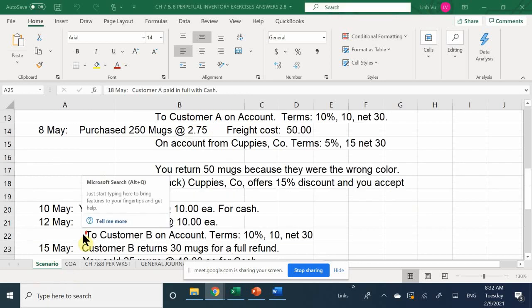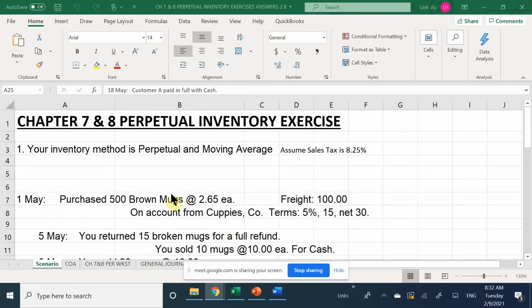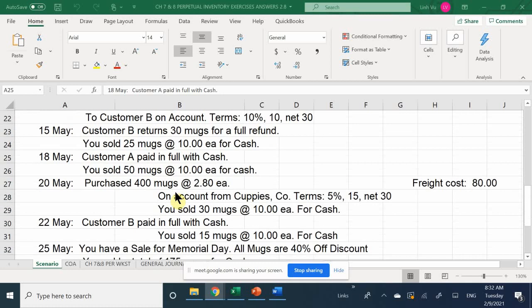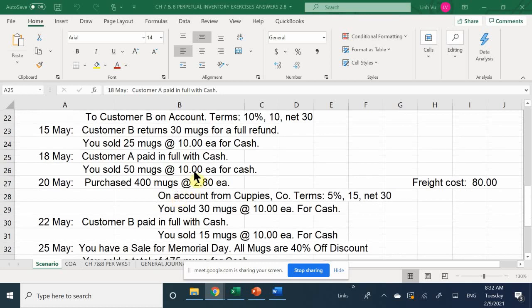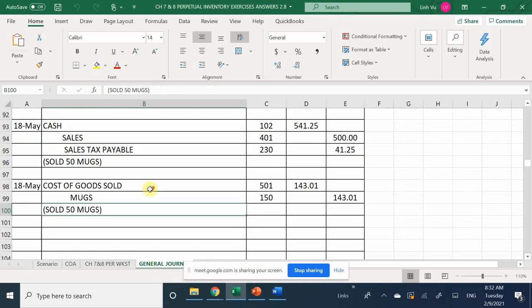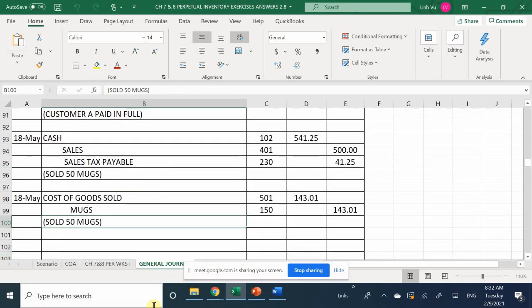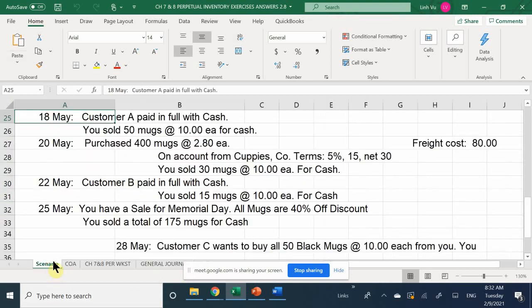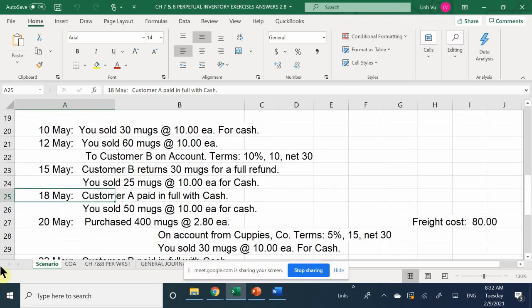All right, so let's go ahead and finish up the chapter 7 and 8 perpetual inventory exercise. Where we left off, I believe we just finished up the 18th. So now we're just going to finish up the rest of the days. Here in my general journal, we left off on the 18th. So let's read the scenario and see what happened next on May 20th.